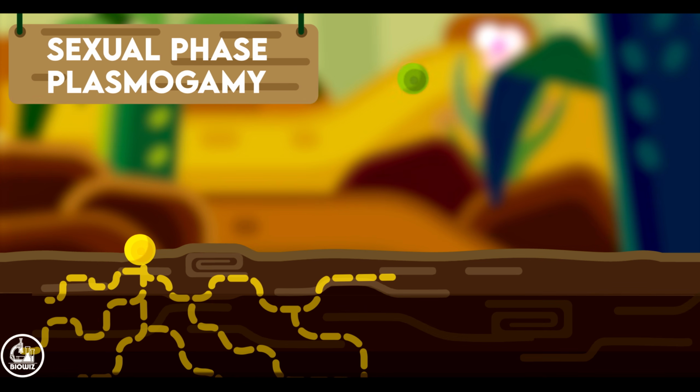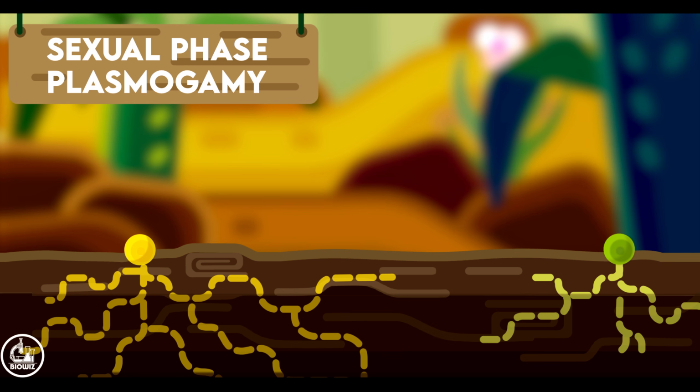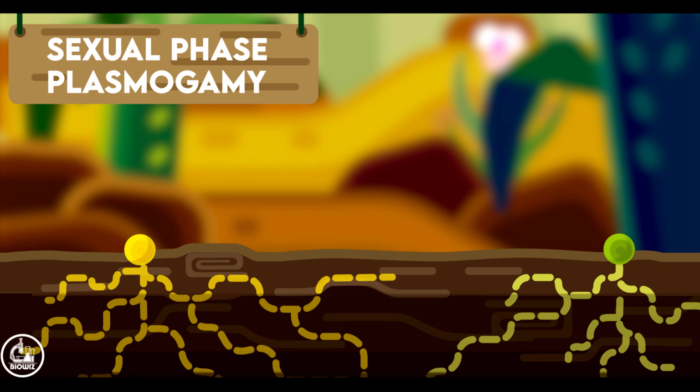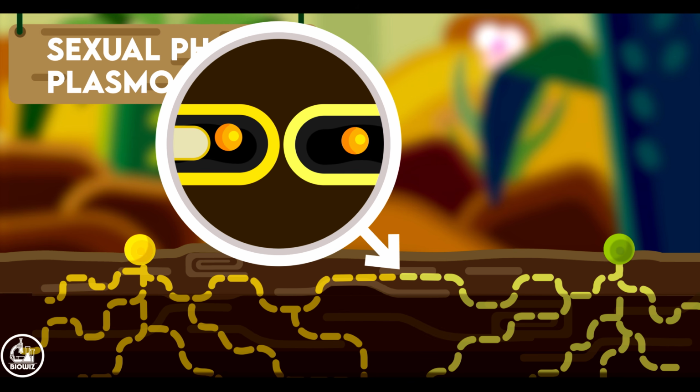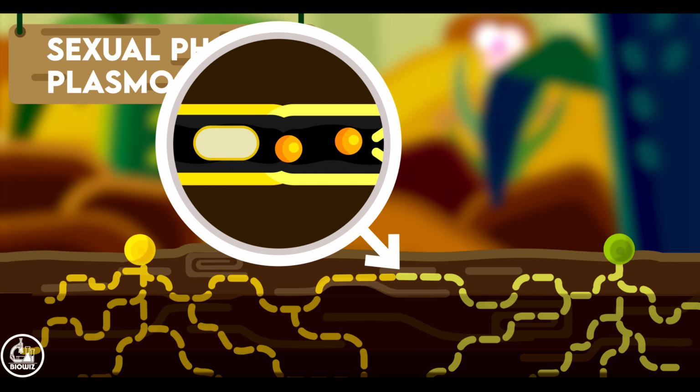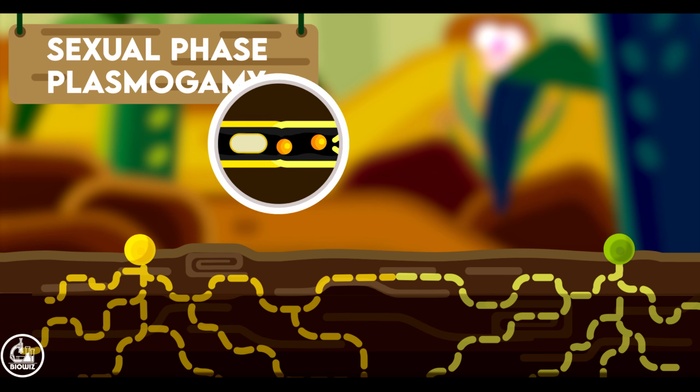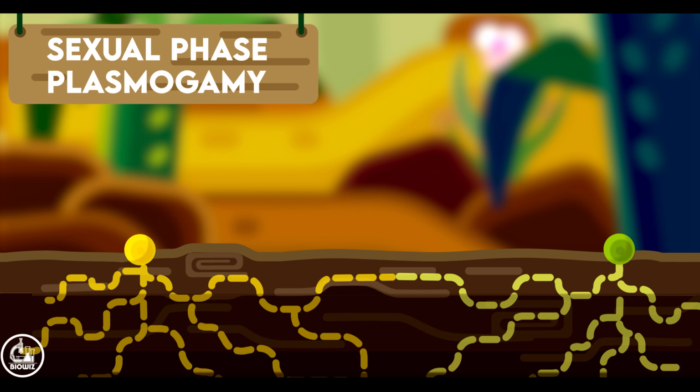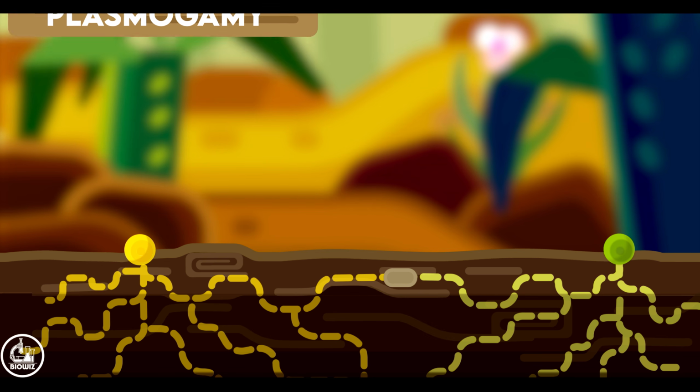The primary mycelium continues to grow until it comes in contact with another primary mycelium developed from a different basidiospore. That is when the sexual phase of the life cycle begins. The cytoplasm of both the primary mycelia fuses, and this process is called plasmogamy, which results in formation of a cell having two haploid nuclei present in it, one from each mycelium.